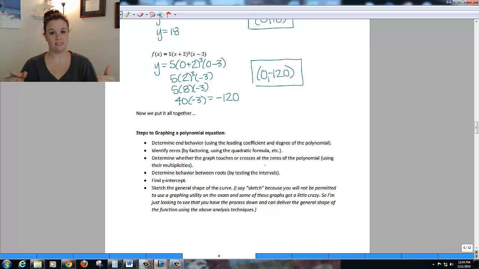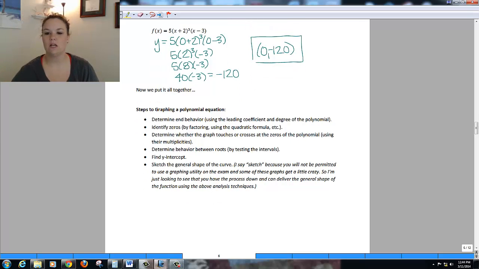Once we've found all the zeros, we find their multiplicity. Once we know their multiplicity, we know whether they touch or cross at those given zeros. And then we plug in test points like we did on the last page to determine if our values in each interval are going to be above the x-axis or below the x-axis. Then we find our y-intercept, just always have a good point. And then using all of that, we're going to sketch the general shape of the function. Again, we're not looking for a picture identical to the correct function, but you should have the general shape. You should know when it goes up, when it goes down, that kind of thing.